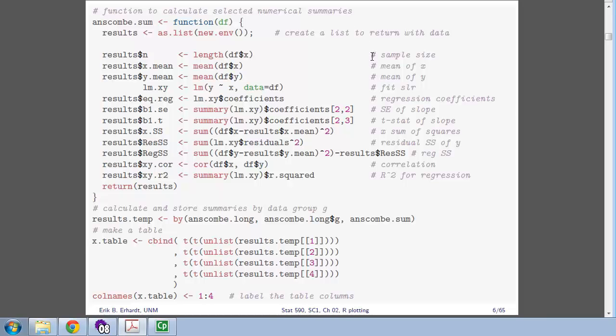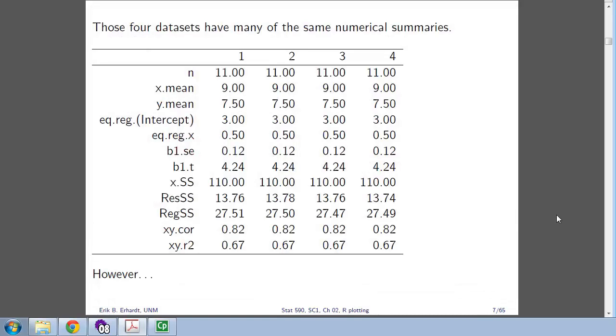They're commented over here on the right. We're going to look at the sample size, the mean of X, the mean of Y. We're going to fit a simple linear regression and look at the regression coefficients, the standard error of the slope, the t-statistic of the slope, the x sum of squares, the residual sum of squares of y, the regression sum of squares, the correlation, and the R squared for the regression. Okay? 2, 4, 6, 8, 10, 12 different numerical summaries. And we can present that as a table.